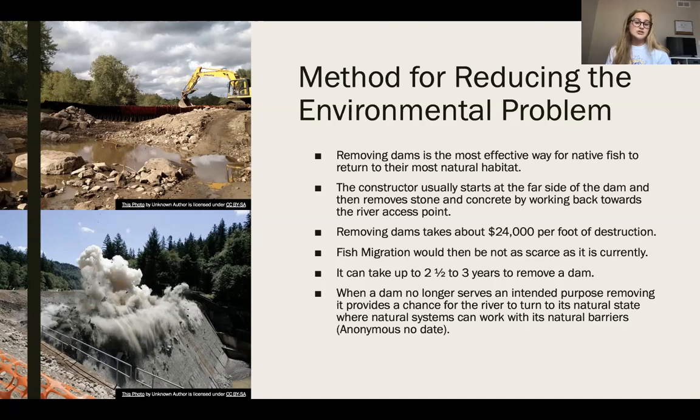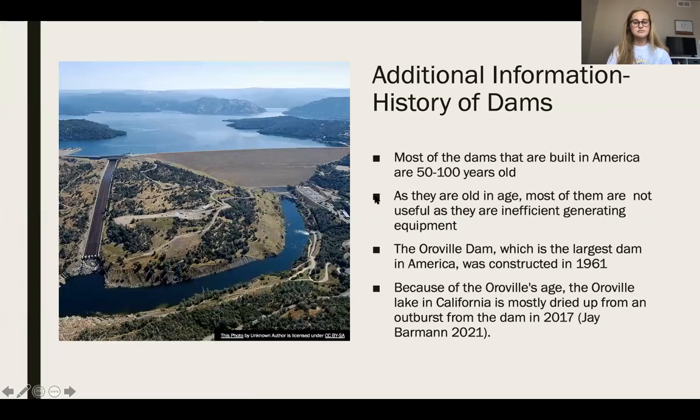But going back to the destruction of dams, it can take up to 2.5 to 3 years to remove a dam. So it is a very long and expensive process. When a dam no longer serves an intended purpose, removing it provides a chance for the river to return to its natural state, where natural systems can work with its natural barriers. That's from Anonymous, no date.